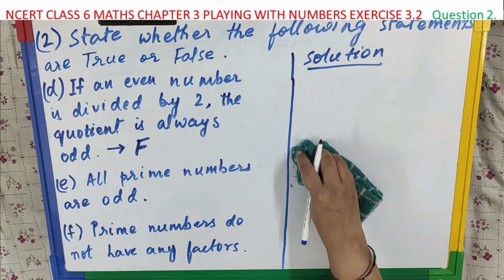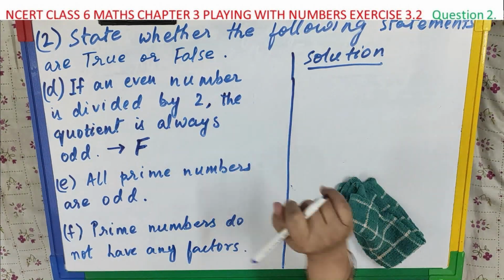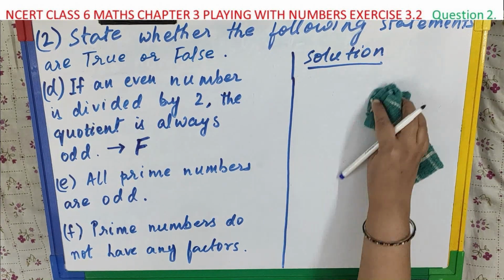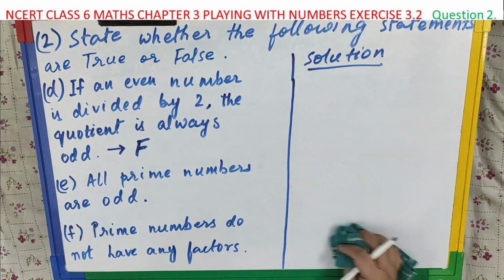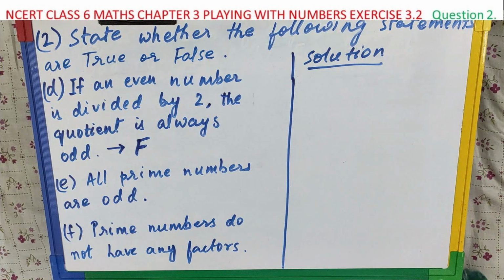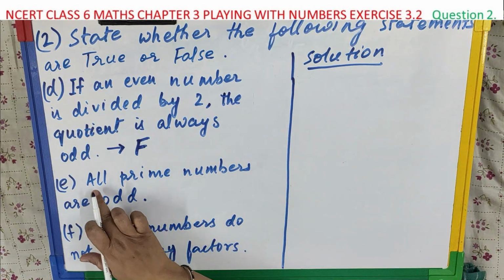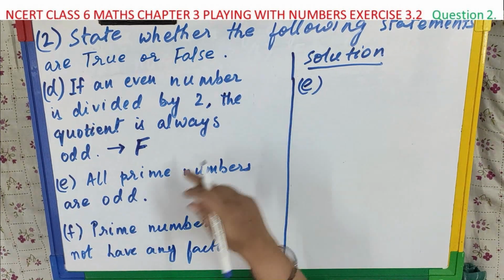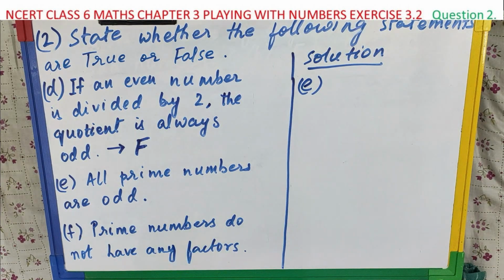We cannot say that directly by seeing. We cannot say whether the statement is true or false. We have to check whether it is false or true. Now let us take question number E: All prime numbers are odd.